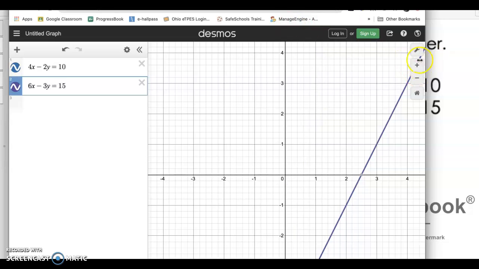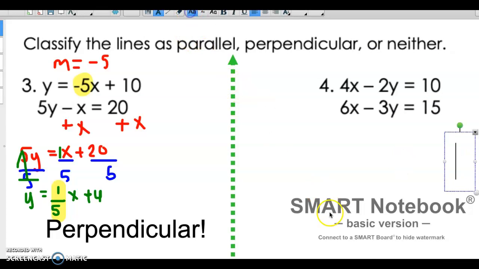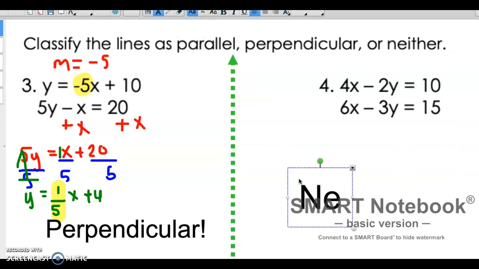Wow, our lines are directly on top of each other. So these lines, these two equations, are actually equivalent. They're two different ways of writing the same equation. So the answer here is neither. They are not parallel or perpendicular.